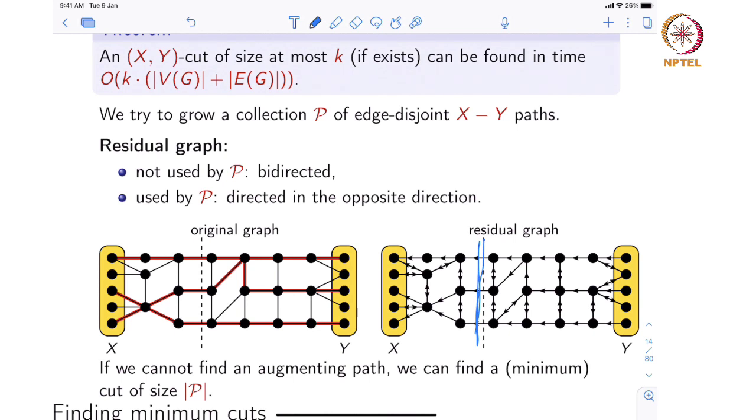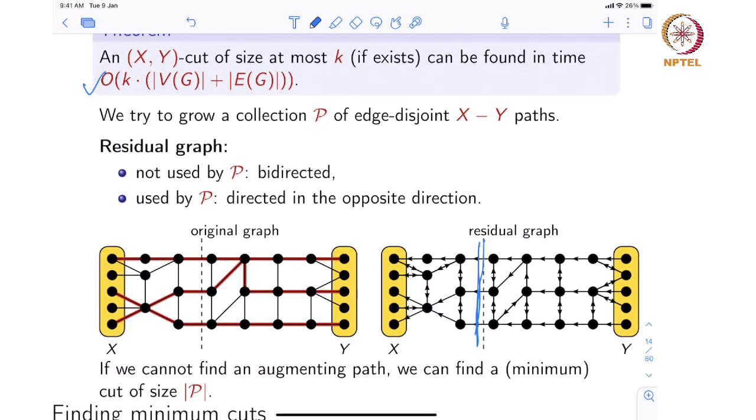For our purposes, all we will be looking for is whether there exists a cut of size at most k or not, and this we can do in order k times m plus n time. I hope this is clear. The reason I went slightly quicker on this part is that this is something you may have seen in your undergraduate algorithms course.